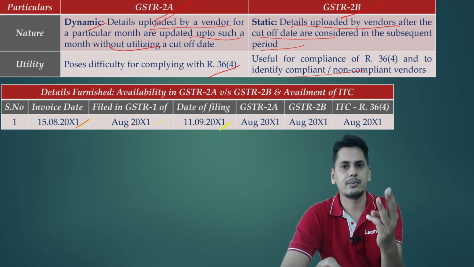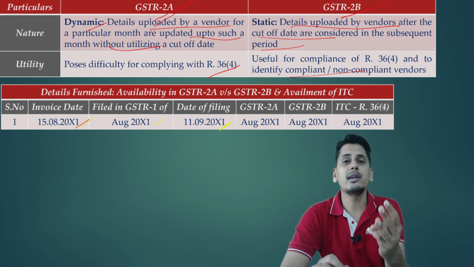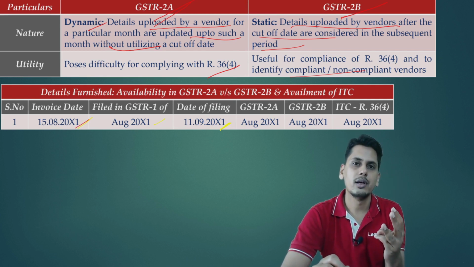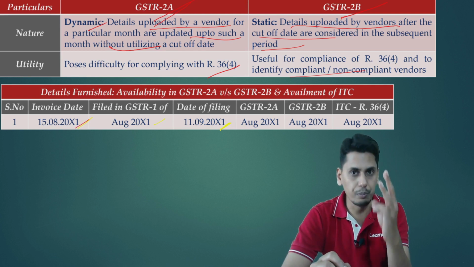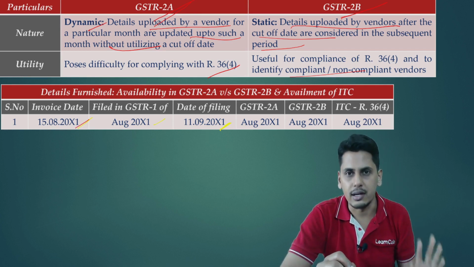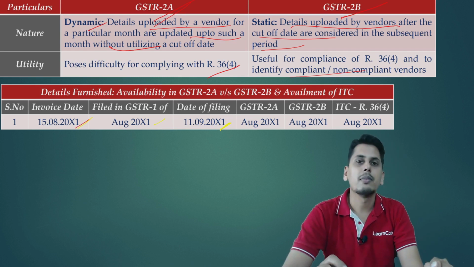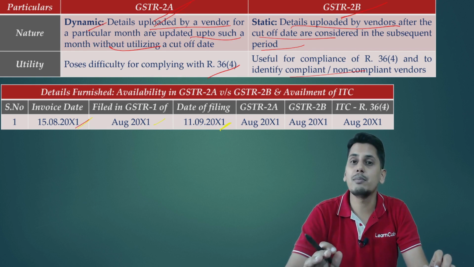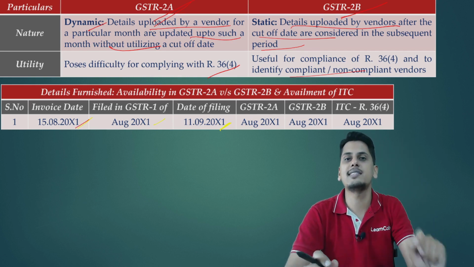There are three questions. Question number 1, it would appear in which month's GSTR-2A? Question number 2, it would appear in which month's GSTR-2B? Question number 3, in which month can input tax credit be taken? Now friends, question number 1 and question number 3 are very simple. Question number 1 was, it would appear in which month's GSTR-2A?